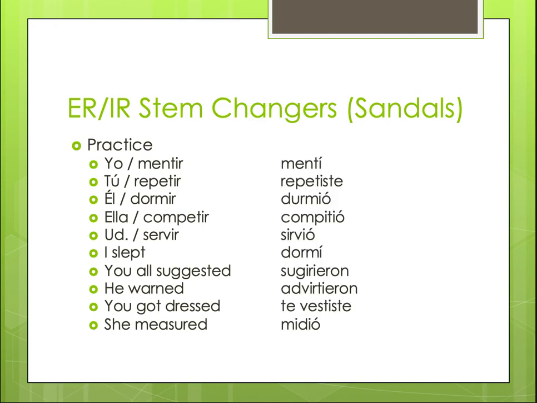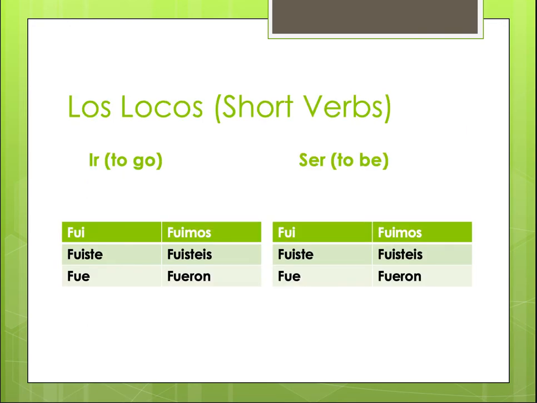Go ahead and pause. The next group I like to call los locos because they're just really short and really weird. We're going to start with the two verbs that I think are weirdest, and they are identical. They are ir and ser. So they both are fui, fuiste, fue, fuimos, fuisteis, fueron.